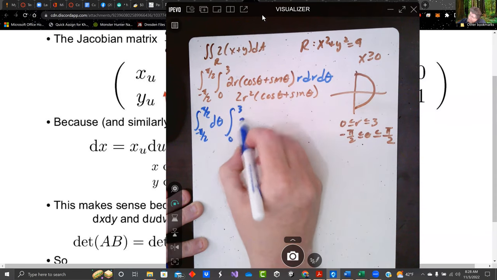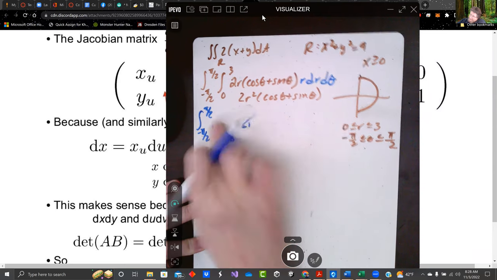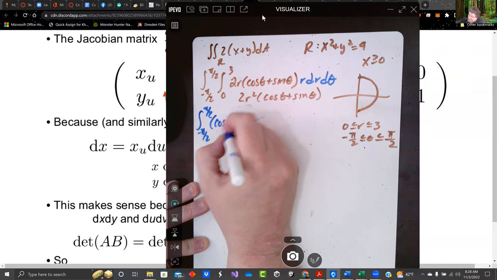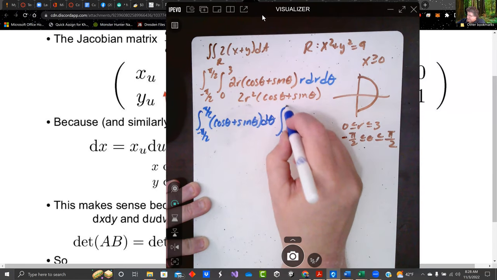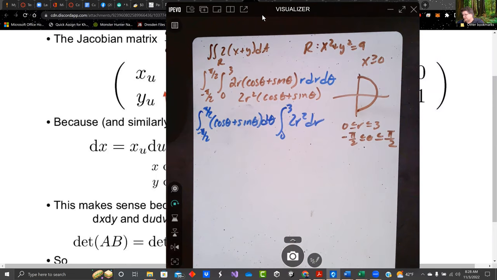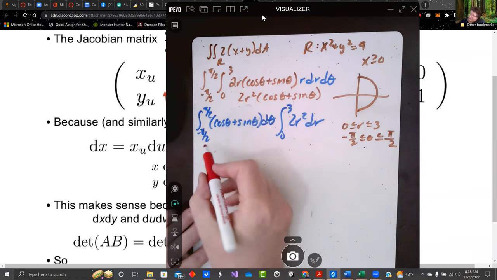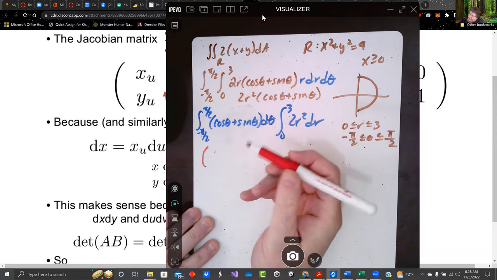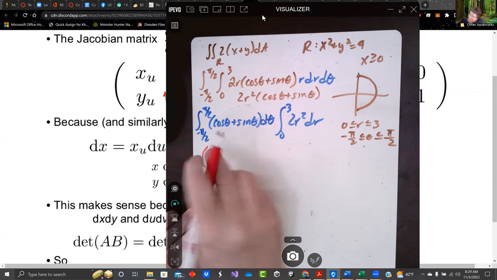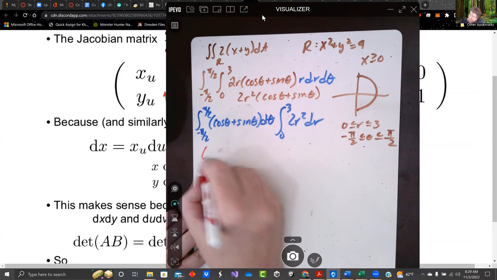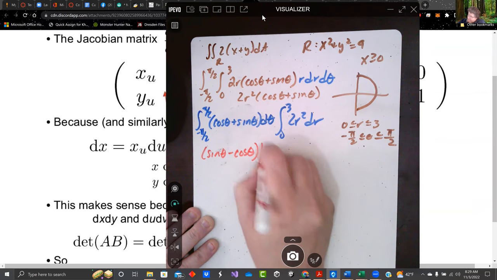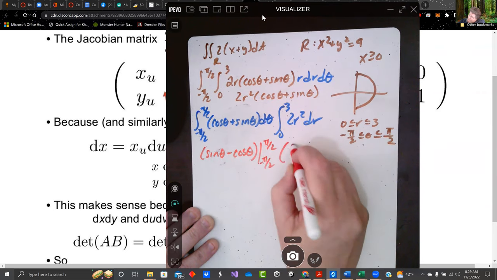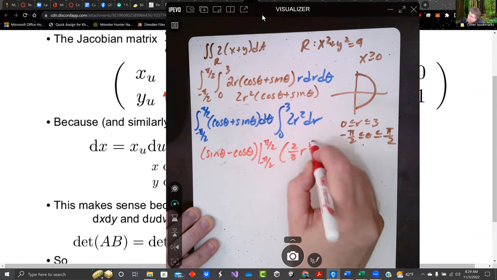And 0 to 3 of 2r, not d theta, cosine theta plus sine theta. Fail. D theta. And now 0 to 3 of 2r squared dr. There we go. Not a fail. So I've got negative sine theta. Nope, I got positive sine theta, minus cosine theta, evaluated from negative pi over 2 to pi over 2. And here I've got 2/3 r cubed, evaluated from 0 to 3.